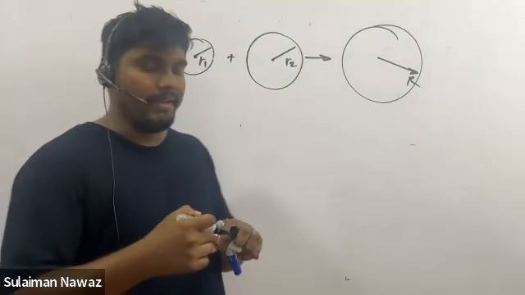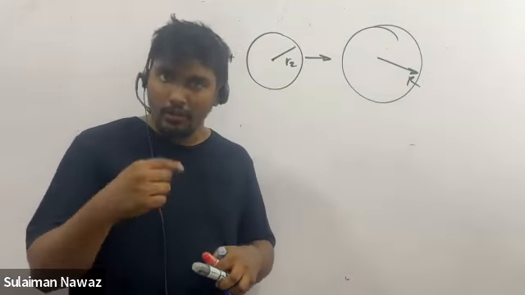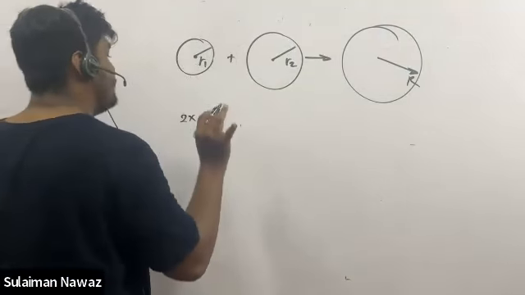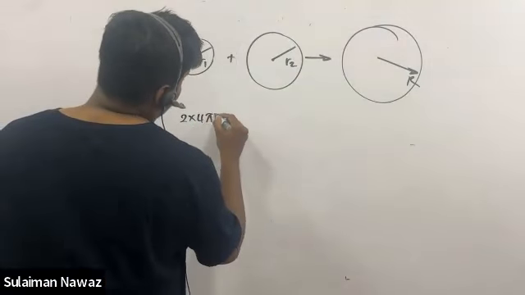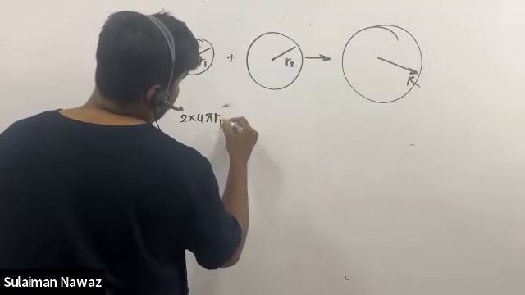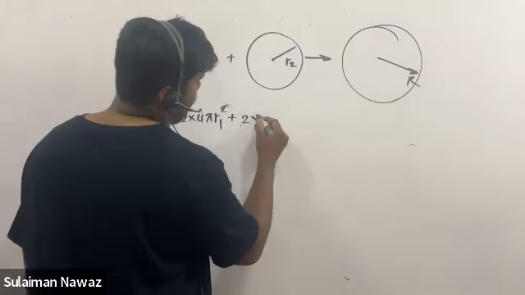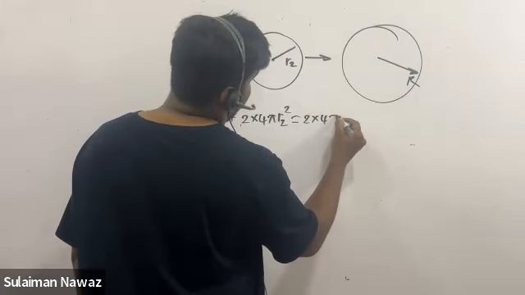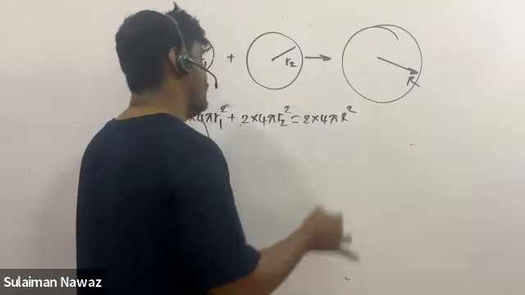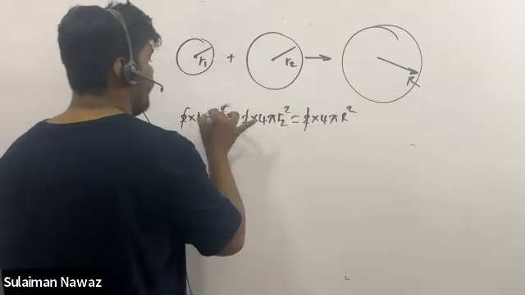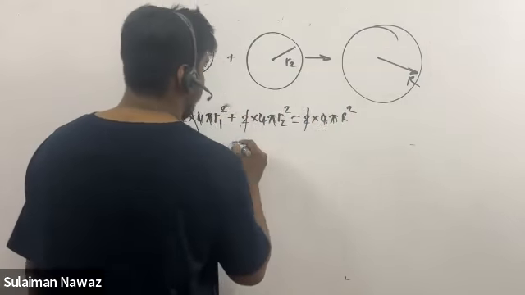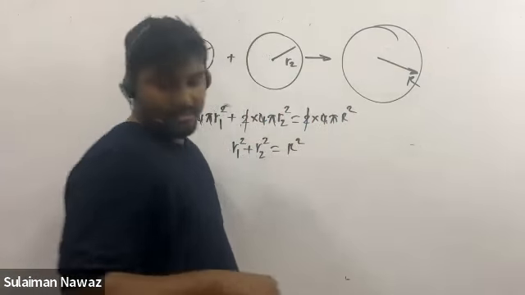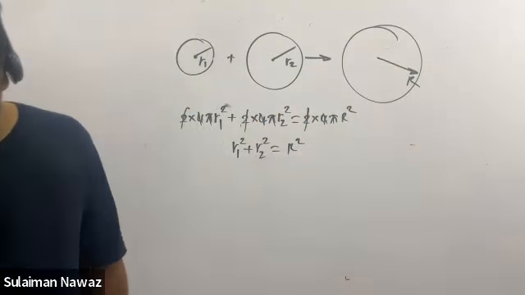If I ask you what is the surface area of this soap bubble of radius R1, most of you might say 4 pi R1 squared. That's wrong. It is 2 into 4 pi R squared, because soap bubbles have two surfaces. So 2 into 4 pi R1 squared plus 2 into 4 pi R2 squared equals 2 into 4 pi capital R squared. Then the 4 pi terms cancel out. I am getting R1 squared plus R2 squared equals capital R squared. So then you can easily find the answer.